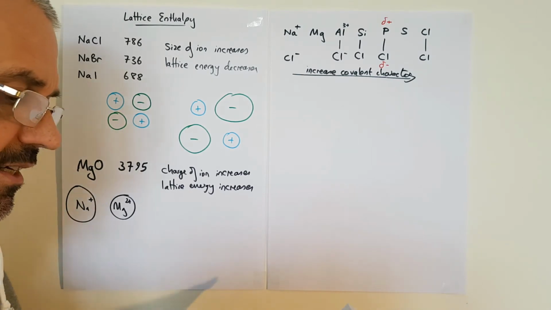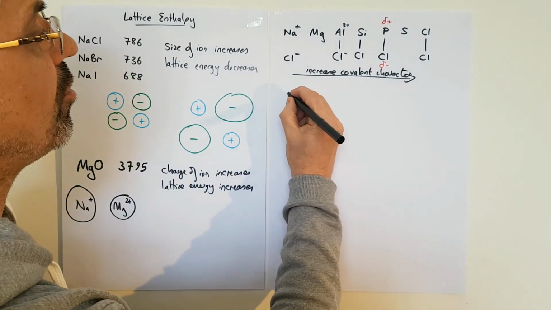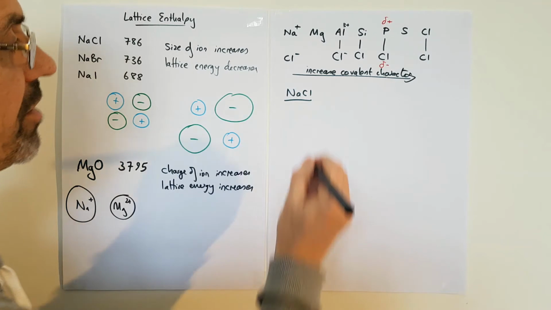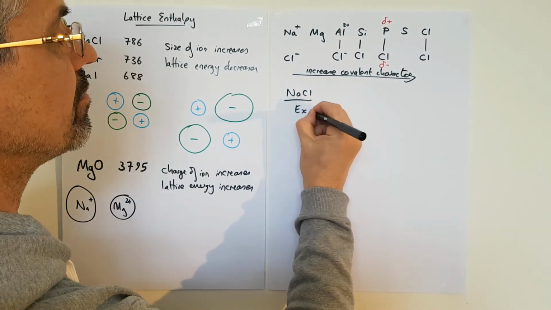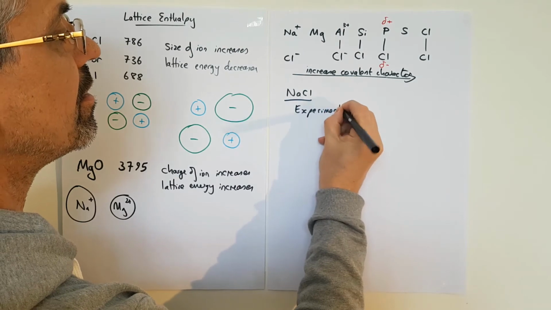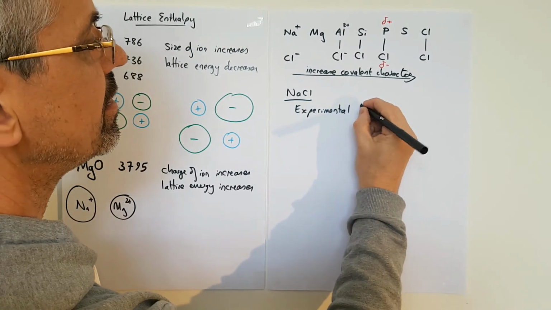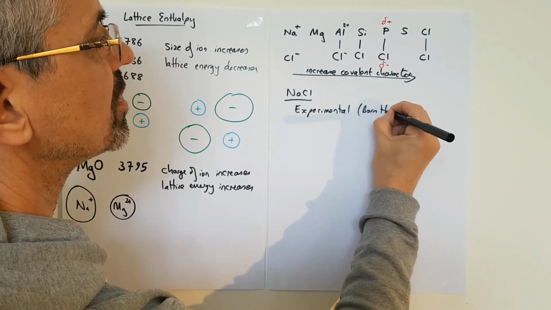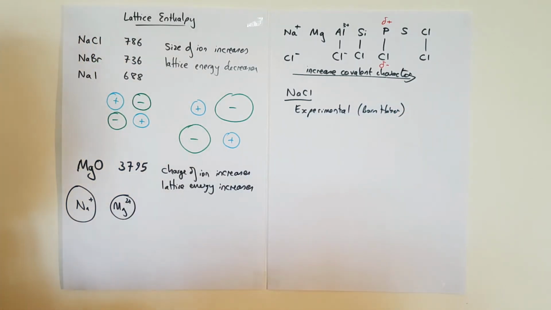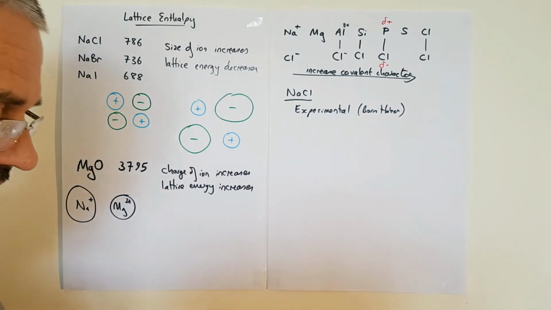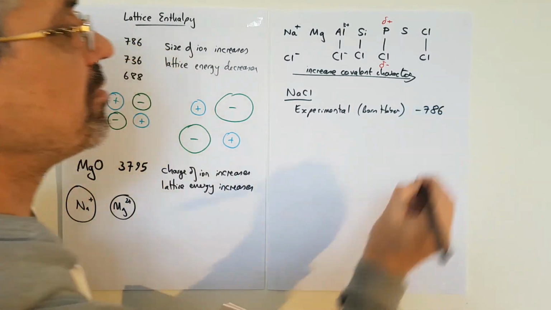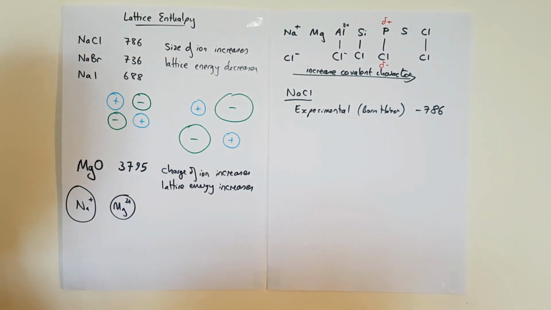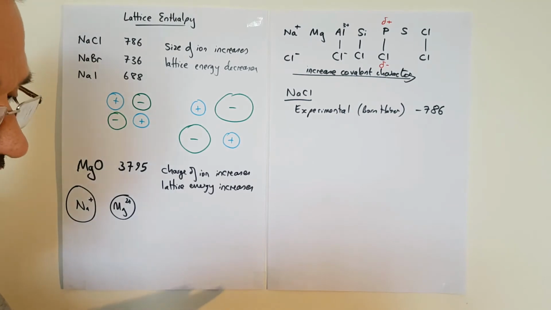let's look at some values here for sodium chloride. What we have first of all is the experimental values for lattice energy, in other words, using a Born-Haber cycle. We've measured all the ionization energy and the atomization energy, and we've come through with a value for the lattice formation enthalpy of minus 786.